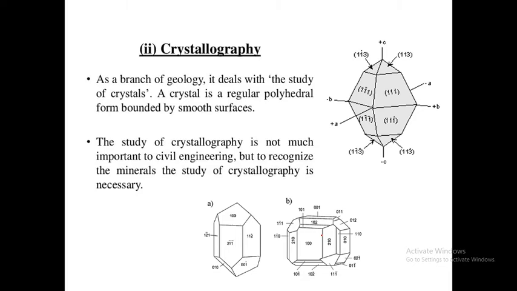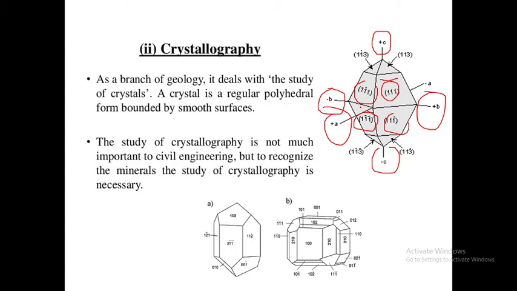So a crystal is a regular polyhedral form bounded by smooth surfaces. Here you can see this is a crystal. This is another crystal. This is another crystal. This is how crystals are depicted in crystallography. Here you can see the phases. Then the symmetry elements. Then here you can see the forms, what form each phase consists of. This is how we mark various phases, vertices and symmetry elements in a crystal.